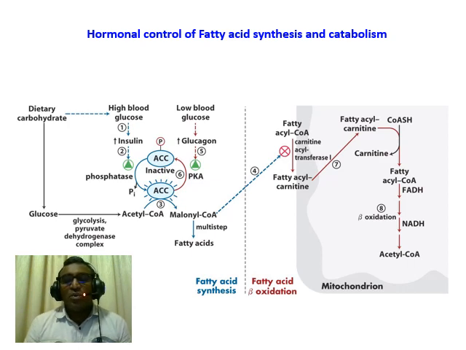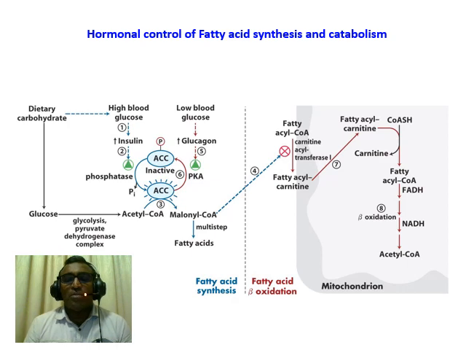So now we look into what happens if there is low blood glucose. In terms of starvation, fasting, there will be low blood glucose. Therefore, the body needs to resort to using fatty acid for energy. When there is low blood glucose, the pancreas now will secrete glucagon. The glucagon will then activate protein kinase A. The protein kinase A is an enzyme that adds phosphate. Here it adds phosphate to ACC.